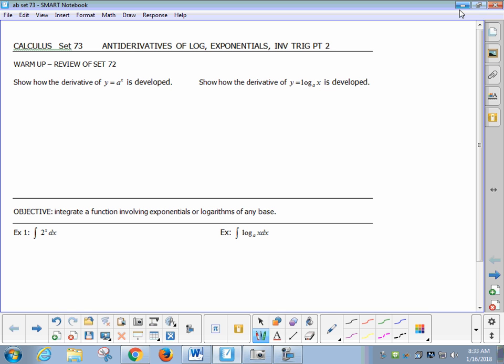Okay, get me started. How do you take the derivative of a to the x, Mr. Bart? You take the natural log of each side. Okay, sounds good. That allows you to bring that exponent down, take the derivative implicitly. What is the derivative implicitly, Sarah?